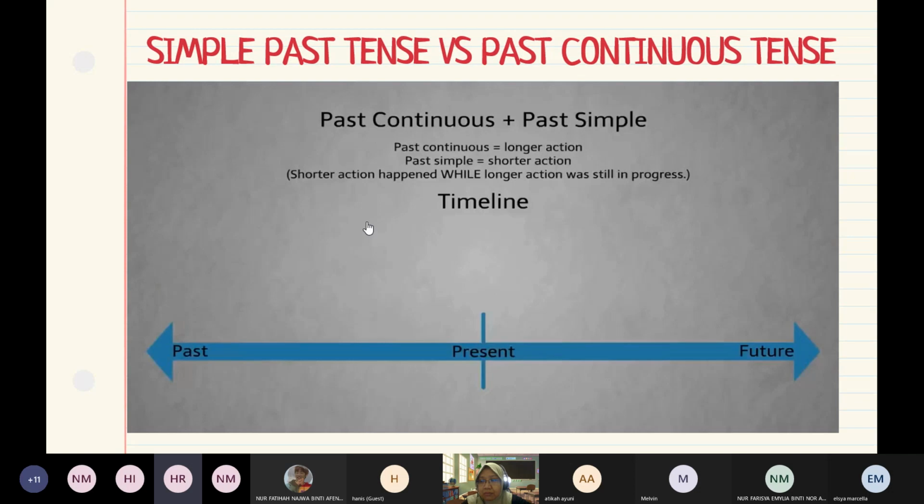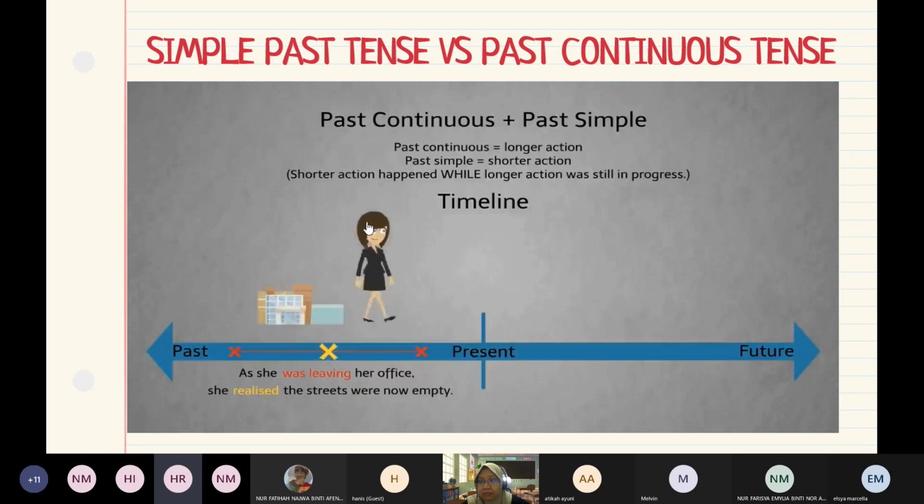For example, as she was leaving her office, she realized the streets were now empty. In this sentence, Alyssa leaving her office is the longer action, and her realizing that the streets were now empty is the shorter action. So Alyssa was leaving her office, and during this time, she noticed that the streets were now empty. But she didn't stop leaving the office when she noticed this.